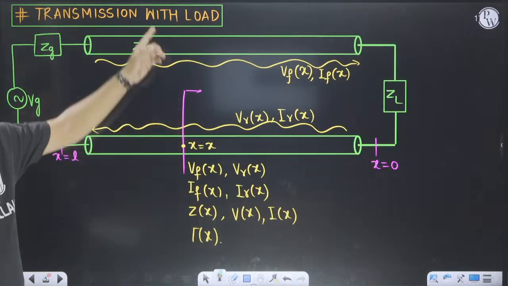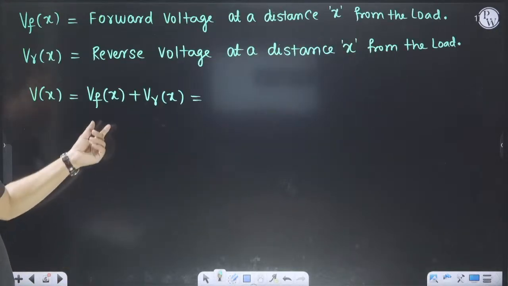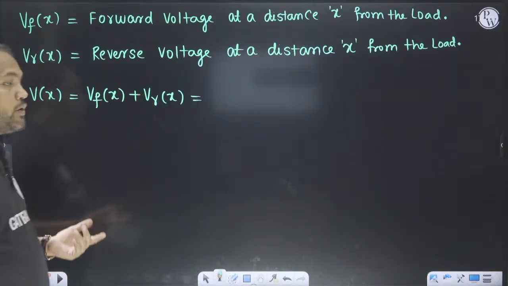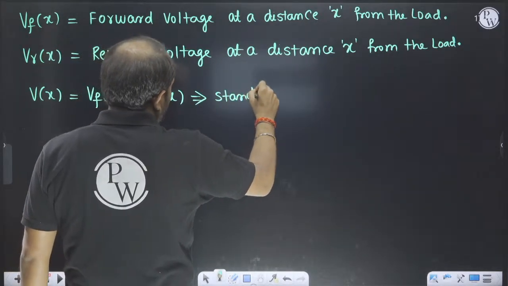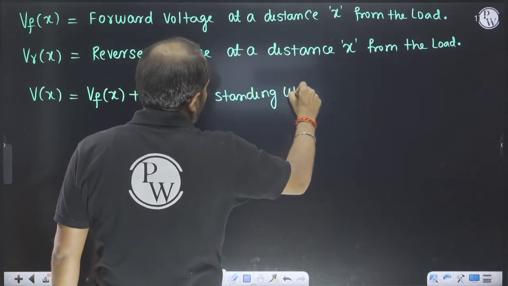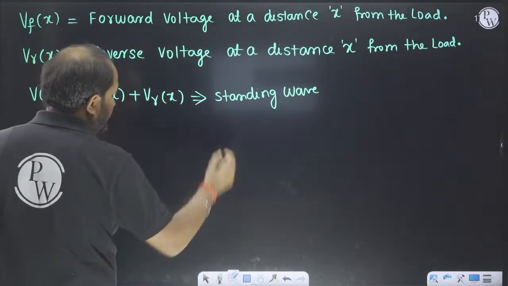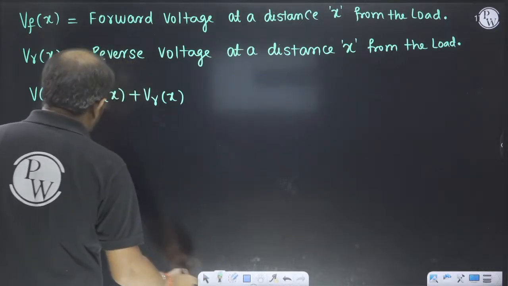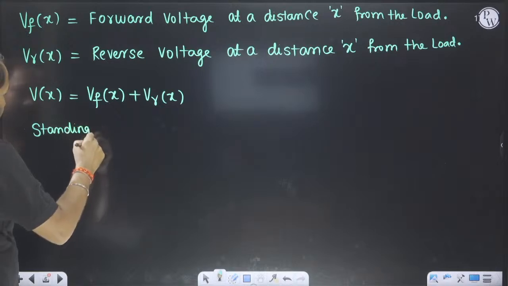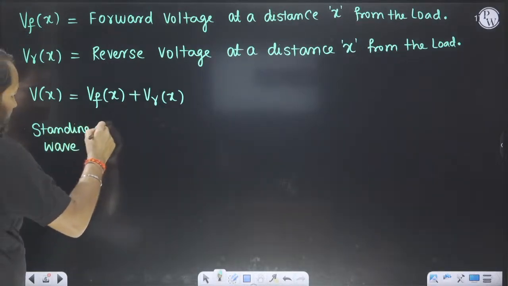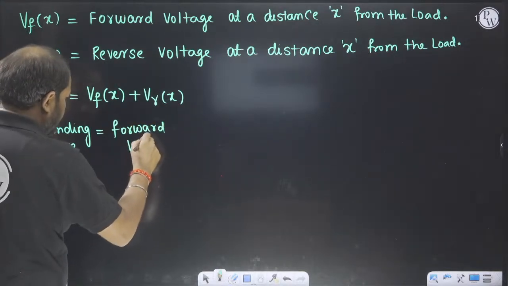So at this point what will happen? Two types of voltages are present: one is forward voltage, the second is reflected voltage, and because of that they are known as standing wave voltage. So always remember, forward wave plus reflected wave is equal to standing wave. This one is a standing wave, this is the forward wave, and the second one is the reverse wave.